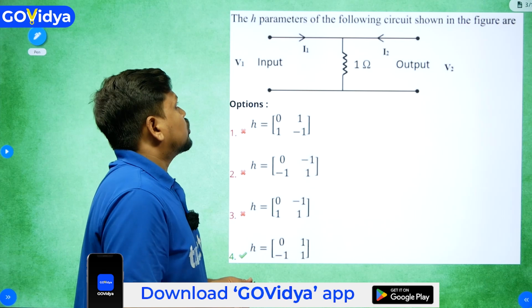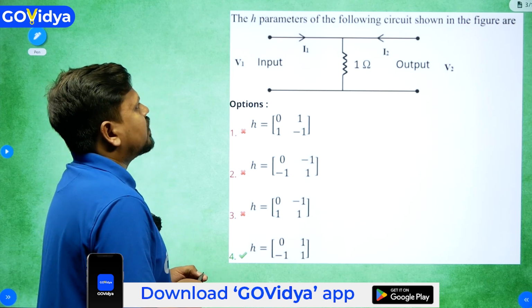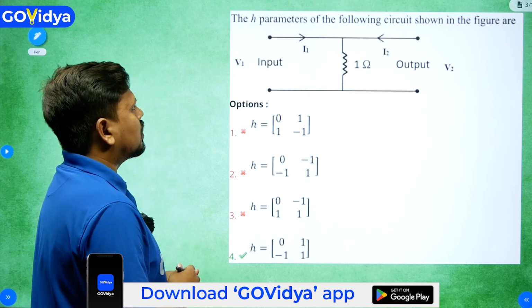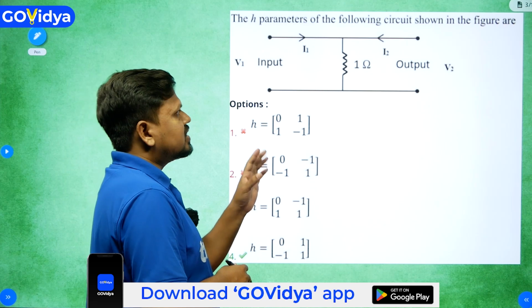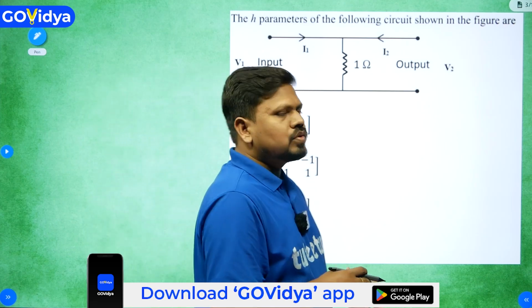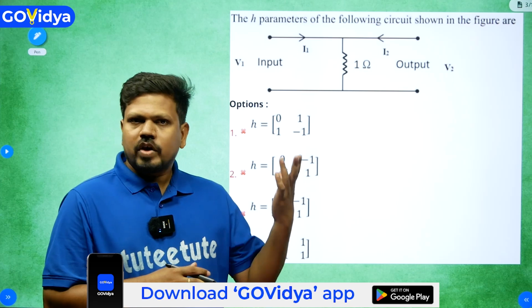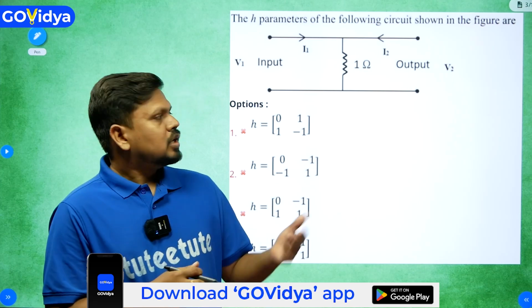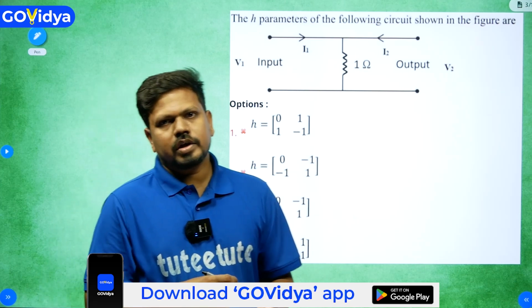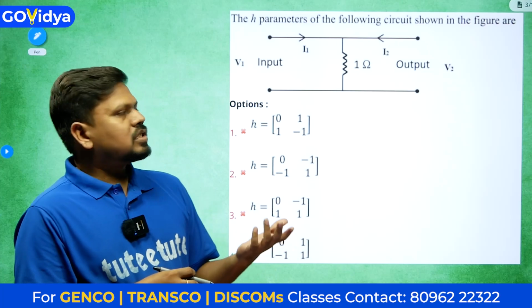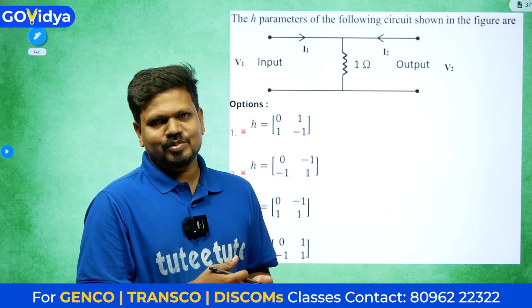The next question: the H parameters of the following circuit shown in the figure are, H parameters. By seeing this network directly, we can understand it, so it's easy to calculate any other parameters like Y parameters or Z parameters. This is a constant T network, so we could convert this network into some other form, but it is not possible to convert.